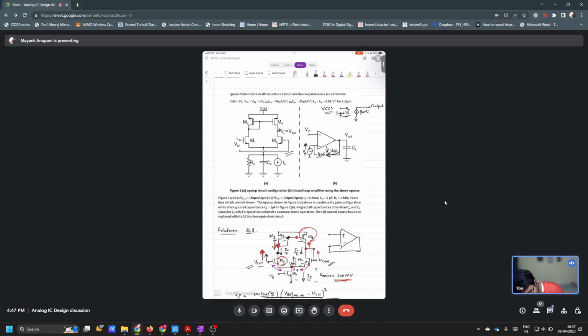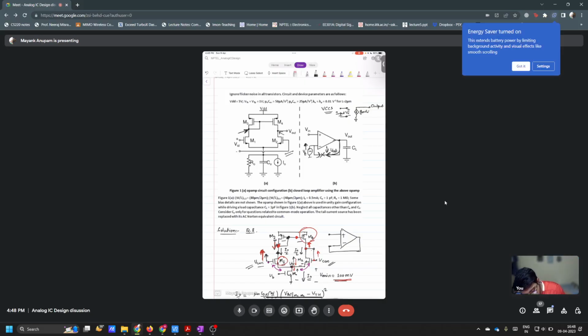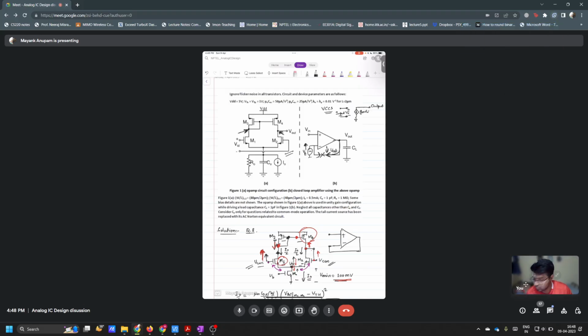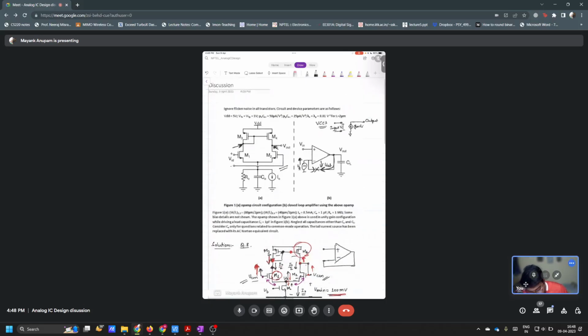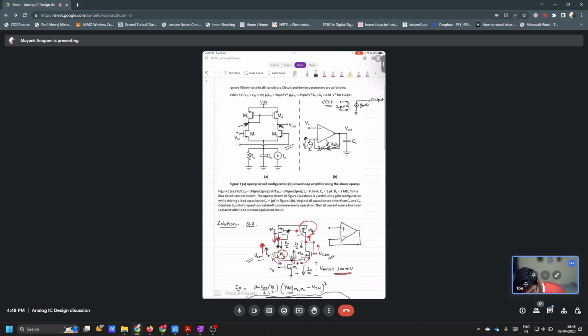Other thing. Can you say what happens to the output resistance at this point, and what is the difference between the output resistance at these two points? At M3 the output resistance will be 1 over gm3, and at M4 it will be 1 over gds4, in saturation. Correct. So clearly the output resistance at M3 will be much smaller compared to the output resistance at M4.